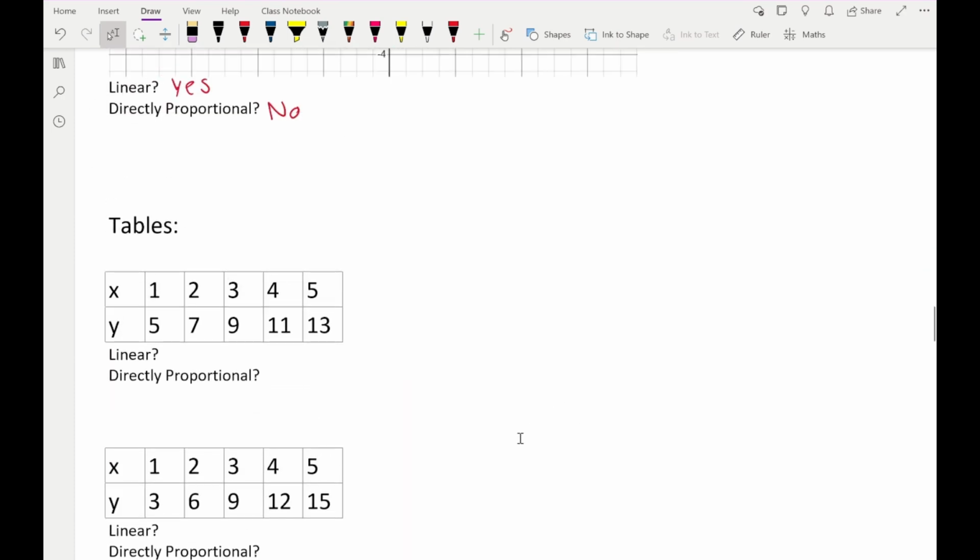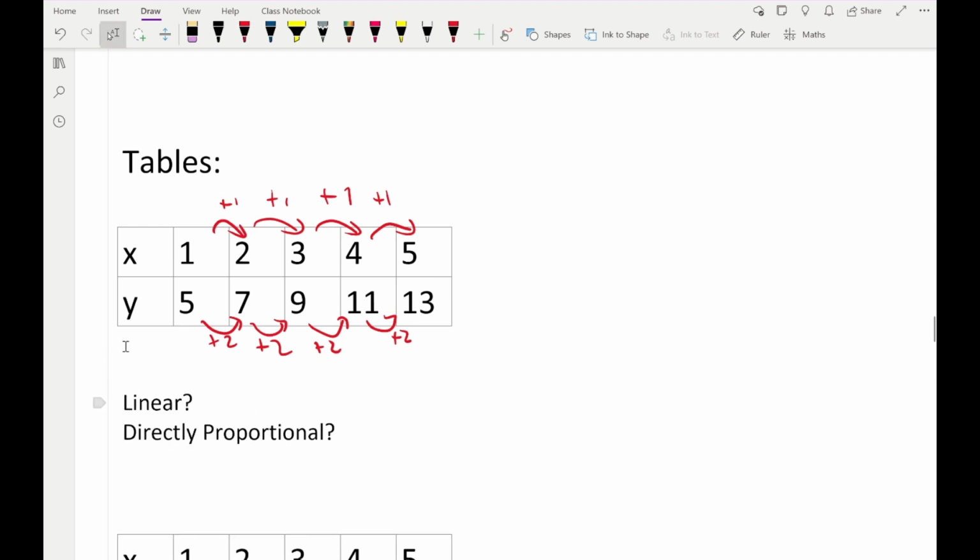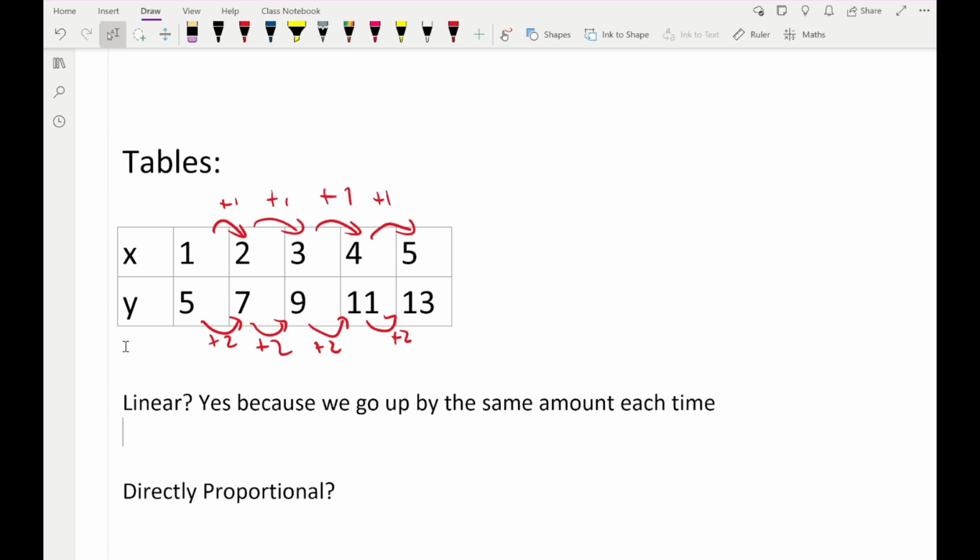So first things first, is this graph linear? Well, let's see. I'm going to be adding 1, and I think I'm going to be adding 1 each time. So that's great. Here, I'm going to be adding 2. Am I adding 2 again? Yes, I am. What about now? Yes, I am. So is this linear? Well, the answer is yes, because we go up by the same amount each time. Now, is it directly proportional?